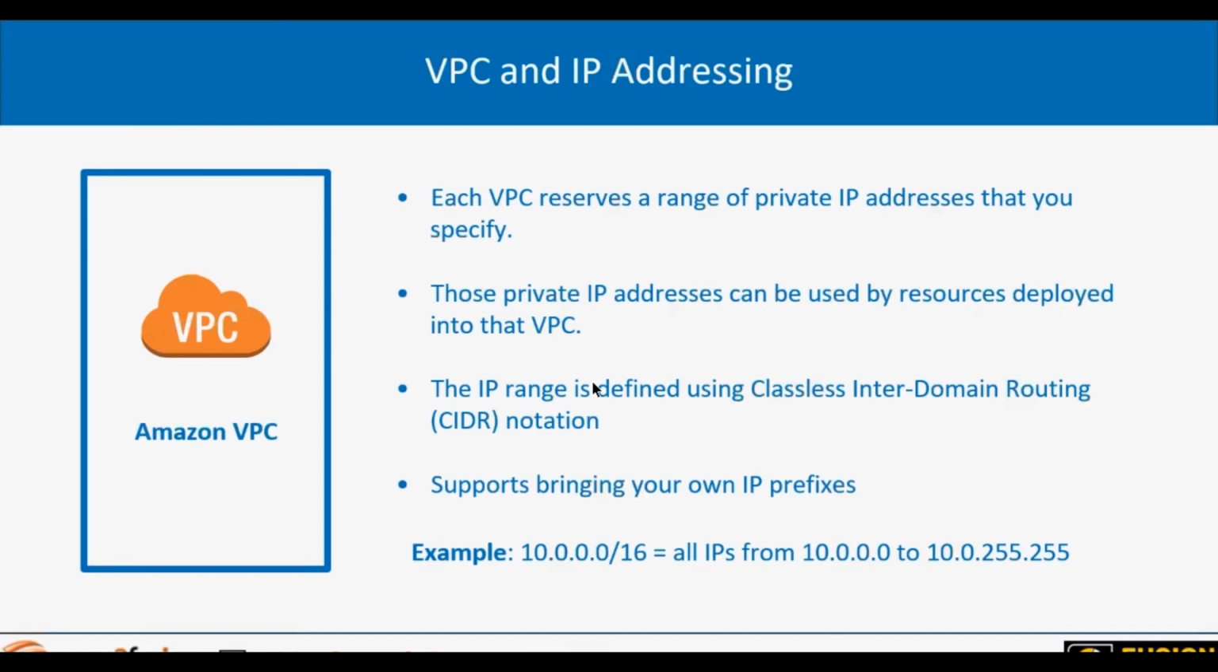Basically, the IP range will be defined using CIDR notation. People always used to tell the network team about CIDR notation. CIDR means classless inter-domain routing. So what is CIDR notation? What is an IP address range, subnetting and all? You have to learn on your own.